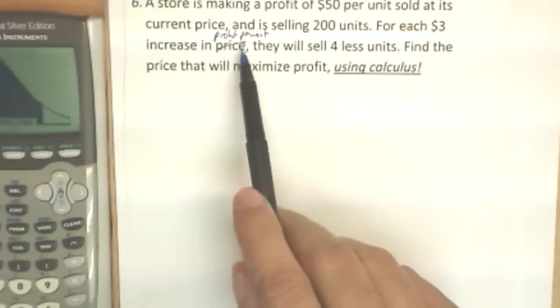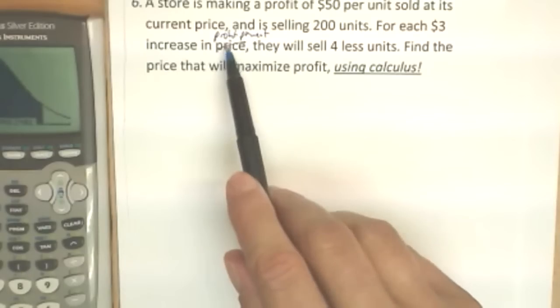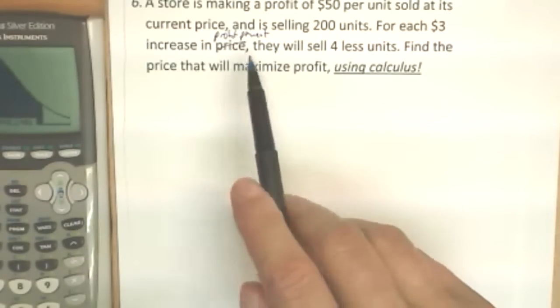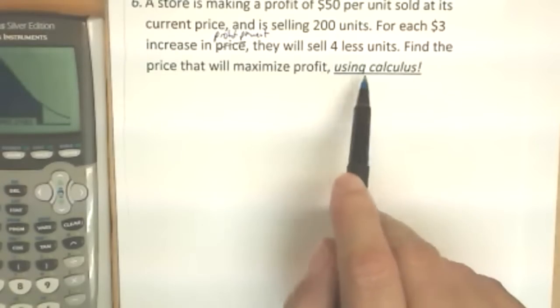So it's not an increase in price, although if you increase the price and your costs don't change to produce, that should be an increase in profit as well. So anyhow, the profit's increasing $3 per unit. For each of those that we decide to do, we're going to sell 4 less units. So find the price that will maximize profit using calculus.